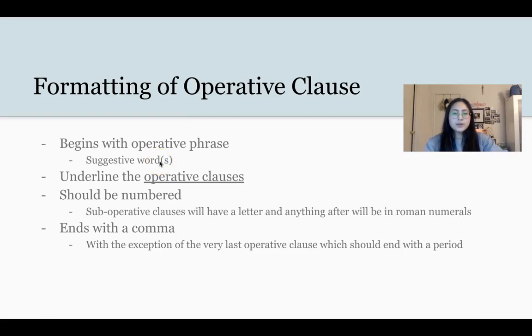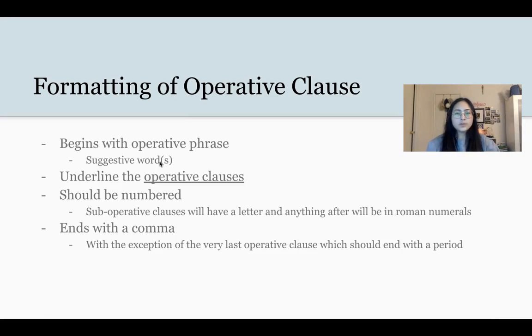Generally speaking, with operative clauses, you want to format them in numerical order. So there should be 1, 2, 3, 4, 5, and so forth. If you would like to add sub-operative clauses, which we would recommend doing, you should add a letter next to it. So, for example, there should be operative clause 1, sub-operative clause A.